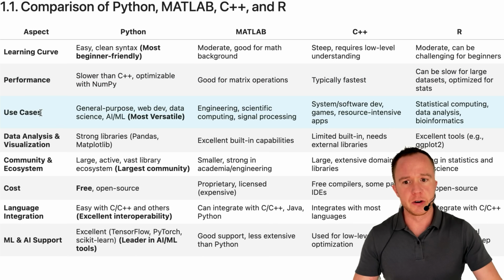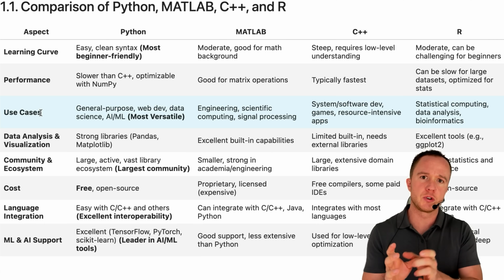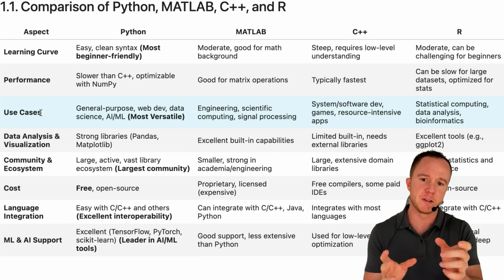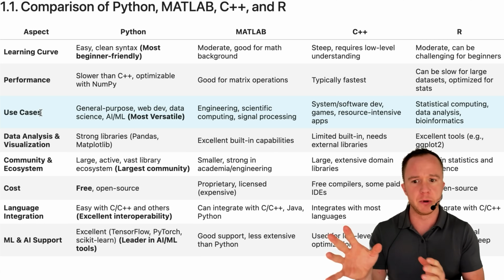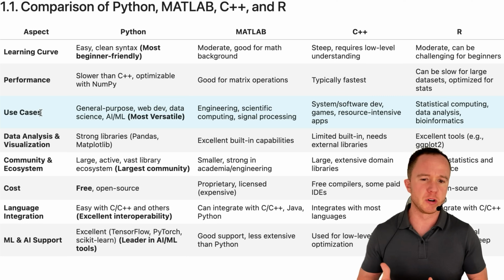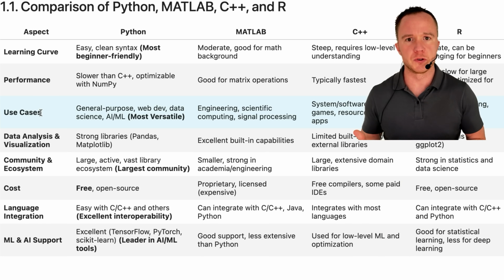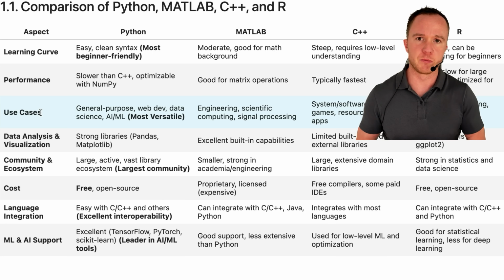Use cases is another advantage of Python because there are so many external libraries that you can use to enhance the functionality of Python itself. So you can go into web development, data science, AI, and machine learning. In terms of data analysis and visualization, Python is definitely good at that, but I wouldn't consider that a massive advantage over the others because MATLAB and R are also pretty good at that. In terms of the cost, it's free and open source, contrary to MATLAB, which is pretty expensive.